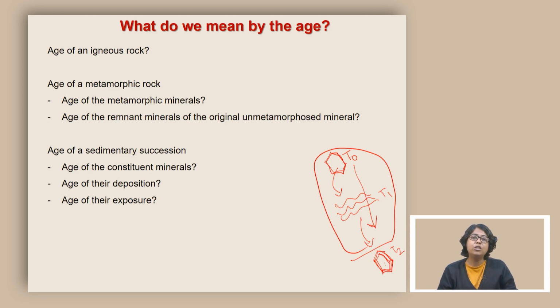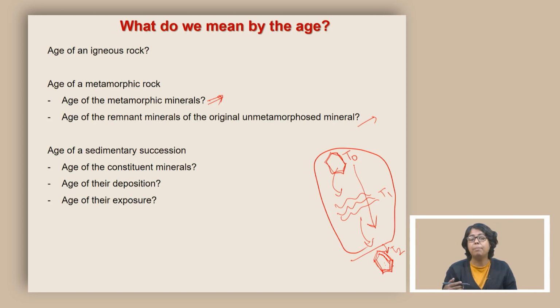Now, let us come to the age of a metamorphic rock. The age of a metamorphic rock can give you different information. For example, if you are targeting minerals which formed due to metamorphism, metamorphic minerals, in that case it is going to tell you the age of the metamorphism. But then there can be metamorphic rocks where some of the old minerals of, let's say, the original igneous rock are still there. In that case, it is going to tell you the age of the last time it crystallized out of magma. So, this can give you a very old age compared to the age of the metamorphism.